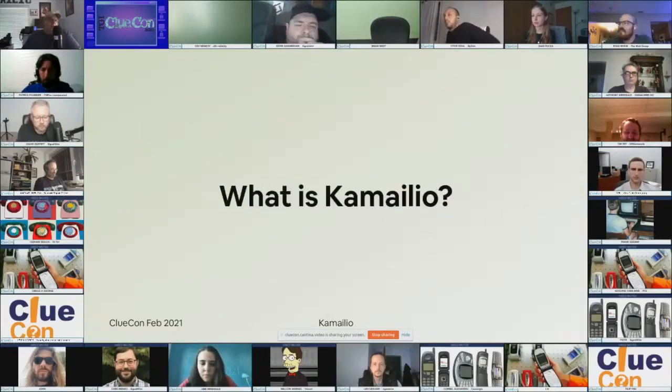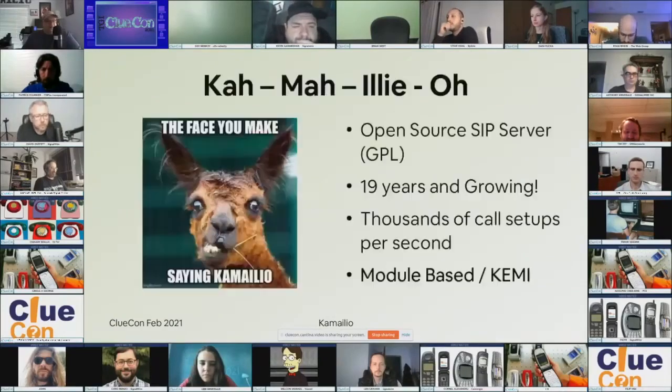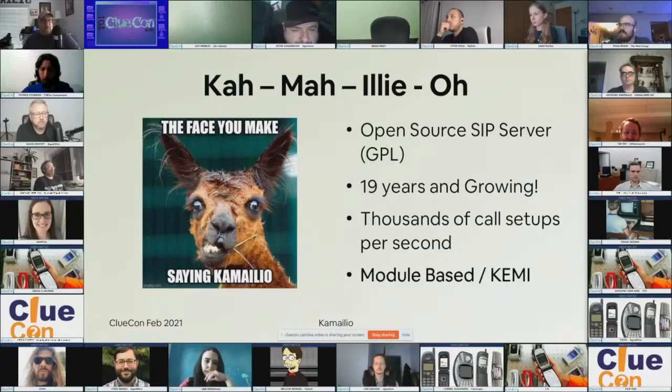All right. So what is Kamailio? And more importantly, of course, is how do you pronounce it? In case you're having trouble, that's my go-to method of saying the word. Kamailio is modular based, small footprint. It's an open source SIP server. Been around for a long time, 19 years. We just celebrated its birthday virtually, which was awesome, and disappointing to do it virtually instead of in Berlin.